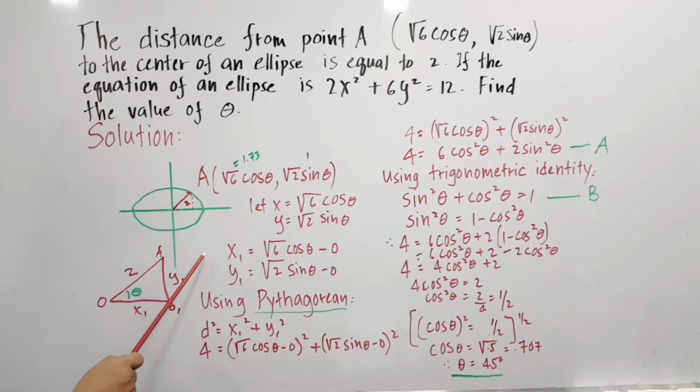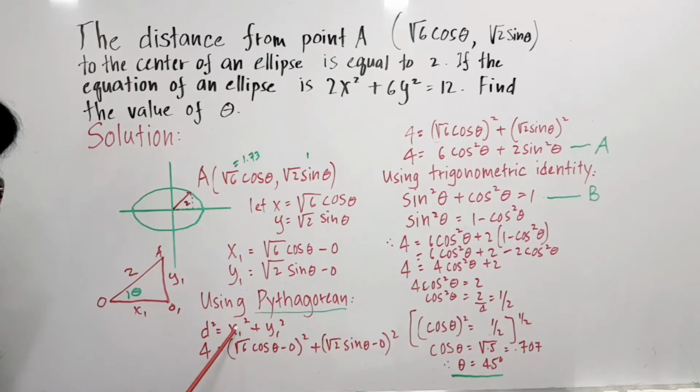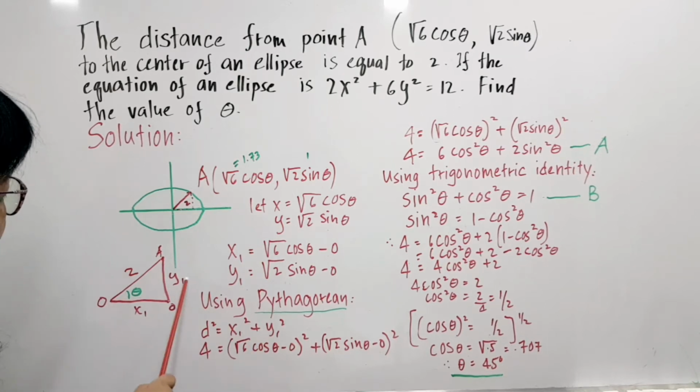So, ni-represent natin, as I've said earlier, represent natin x1 as this one minus 0, and y1, which is equal to this, minus 0. So, if you will use the Pythagorean theorem on this one, we represent this one as this d. So, d squared is equal to x1 squared plus y1 squared. Substituting the values of this on here, at saka ang d niya, it's equal to 2. So, 2 squared is equal to 4.